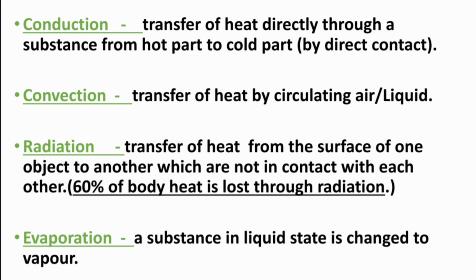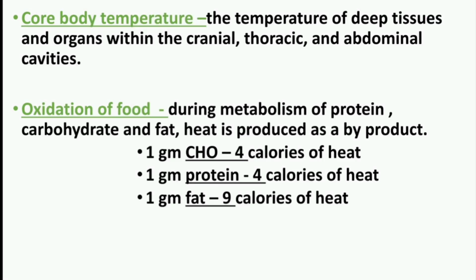Next is evaporation. A substance in liquid state is changed to vapor. Next is core body temperature. The temperature of deep tissues and organs within the cranial, thoracic and abdominal cavities. Next is oxidation of food. During metabolism of protein, carbohydrate and fat, heat is produced as a byproduct.